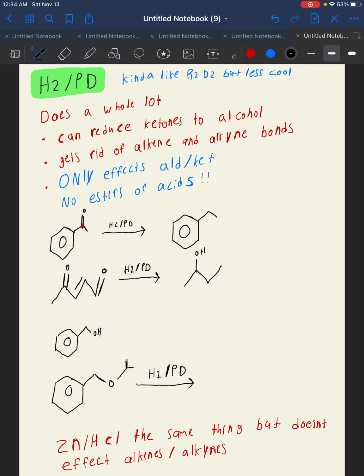Gets rid of that alkene bond, gives us something that looks like this. Now, something else it can do that's unique is for this molecule right here, at the benzylic position, it will just get rid of the OH, leaving us with this product.